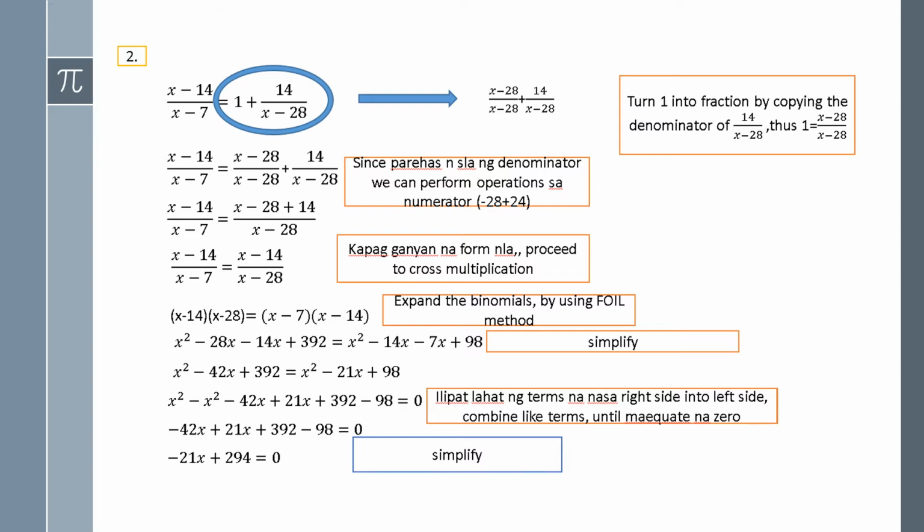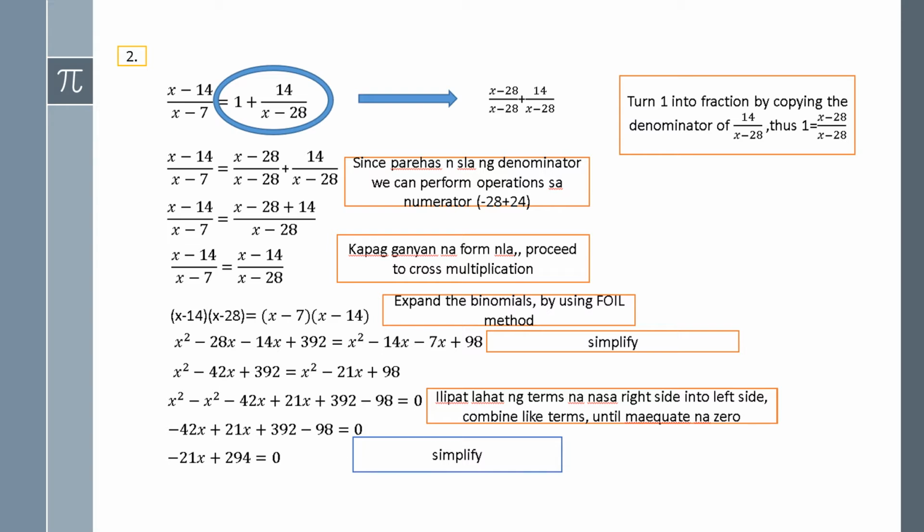The resulting equation will be x squared minus 42x plus 392 is equals to x squared minus 21x plus 98. After that, let's make the right side of the equation be equal to 0. Take note na kahit saan namang side, pwede maging 0. Just be mindful of the signs when you are transposing every term to the other side of the equation. After malipat yung mga terms from the other side, isimplify na natin yung equation.